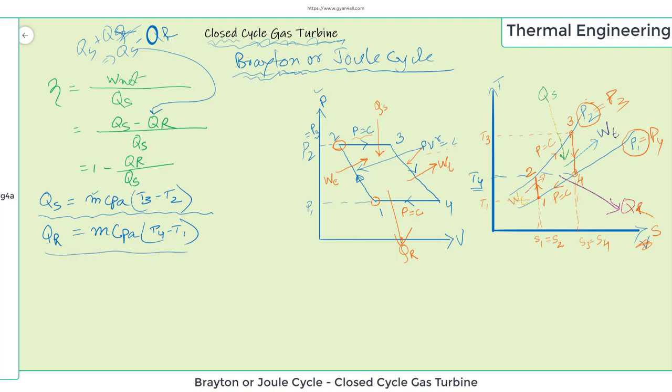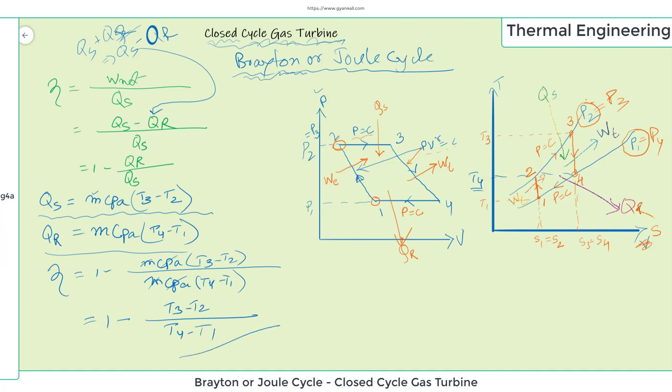Okay, now we can find out the efficiency of the cycle, the closed cycle gas turbine. So it will be equal to 1 minus m Cp a (T3 minus T2) divided by m Cp a (T4 minus T1). Cp a will cancel. So it will be 1 minus (T3 minus T2) divided by (T4 minus T1). So this is the efficiency of closed cycle gas turbine.